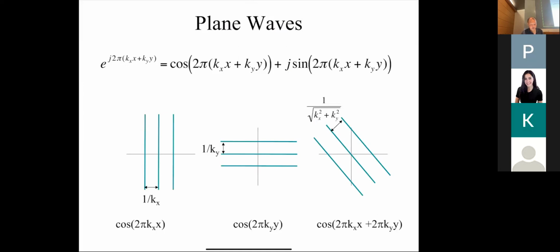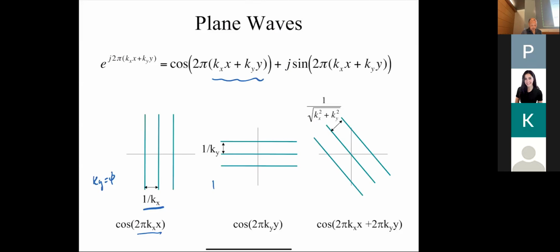Okay, so let's remind ourselves of what the 2D phasor looks like. Using Euler's theorem, once again, we can just say it's got a cosine and a sine term. But let's look at this in more detail. Let's take an example here where ky is equal to 0. Then this term just becomes cosine 2 pi kx x. So this is a function that only has variations in the x direction, right? These green lines are showing the peaks of the cosine, and it's got a period of 1 over kx.